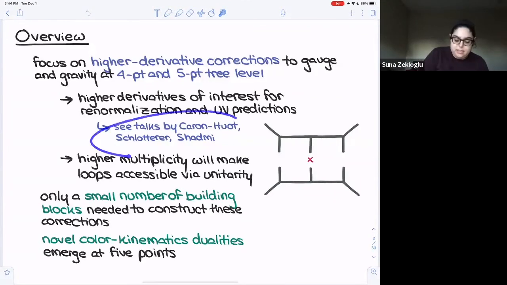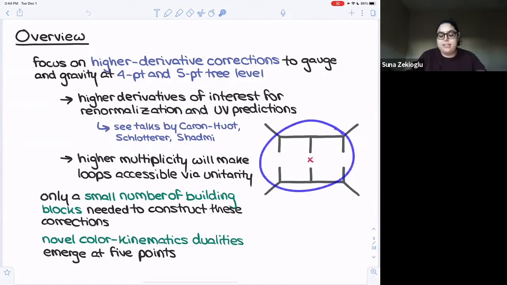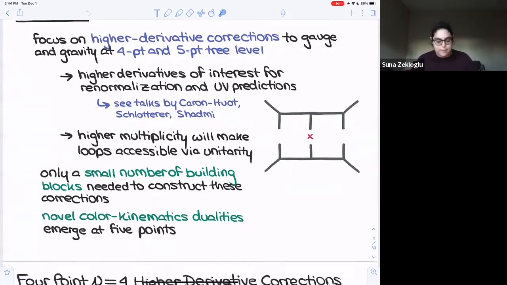We've seen a lot of good talks today about these sorts of things. Higher multiplicity is also particularly of interest because it's going to make loop level accessible via unitarity. What we're going to see is only a really small number of building blocks are needed to construct these corrections, and that novel color kinematic dualities will emerge at 5 points.